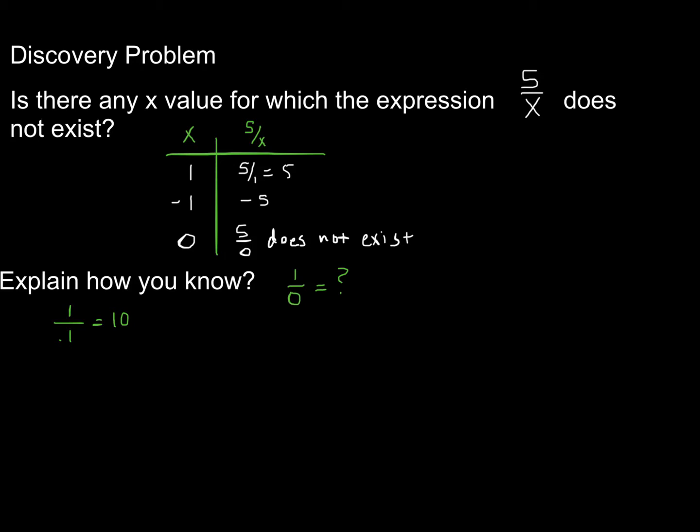Now let's get even closer. Let's do 1 and let's divide by 0.01. There you'll get 100. Alright, and let's keep getting even closer. 1 divided by 0.001. There you'll get 1,000.